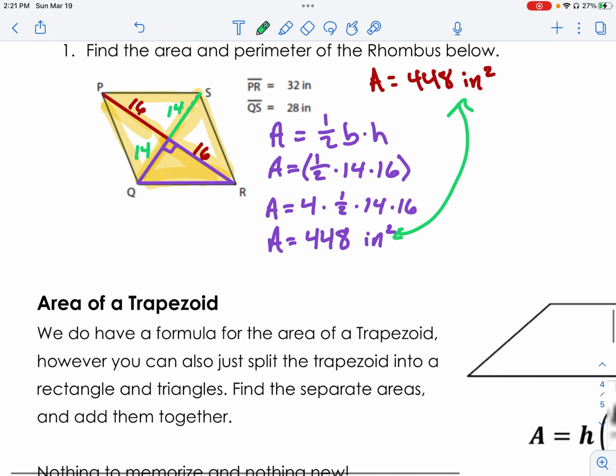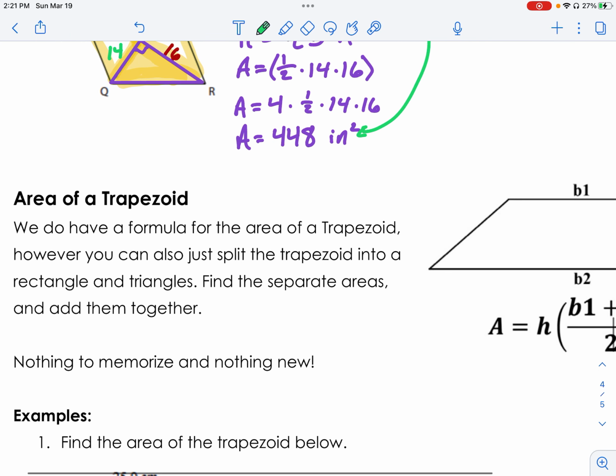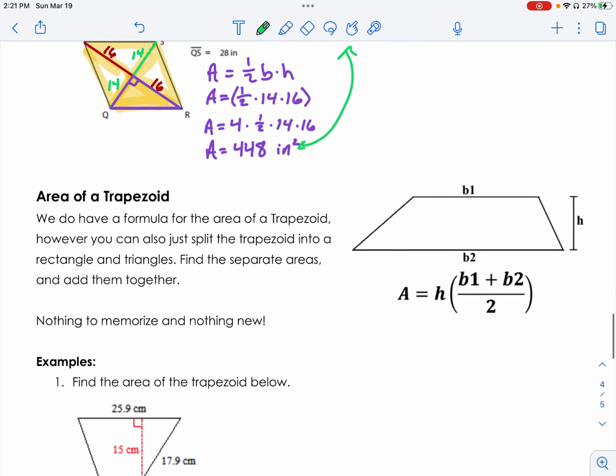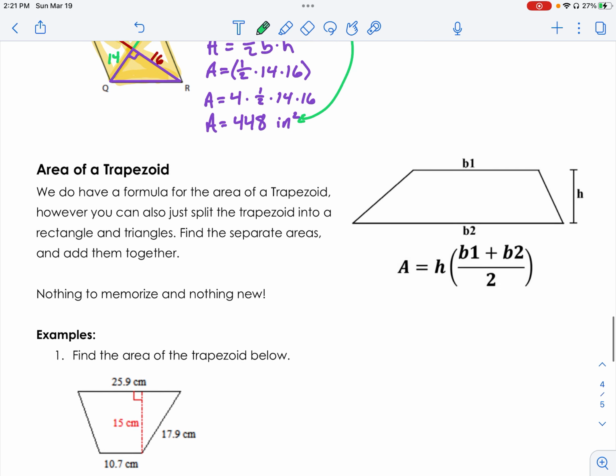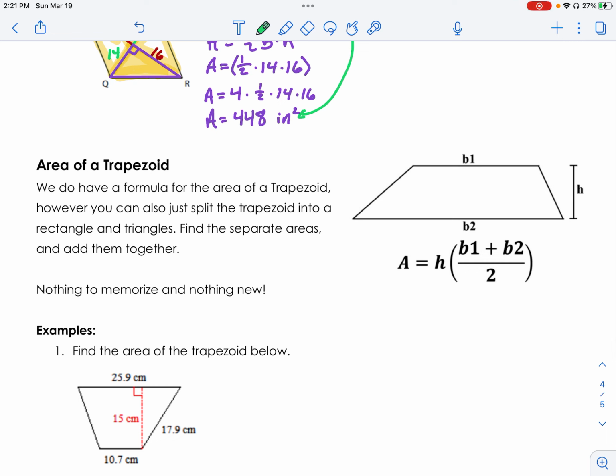So moving on down to area of a trapezoid, and then we have to find the area of a kite, and we'll call it a day on notes. So we do have a formula for the area of a trapezoid. However, you can just split the trapezoid into a rectangle and triangles, kind of like we did way back on the warm-up.